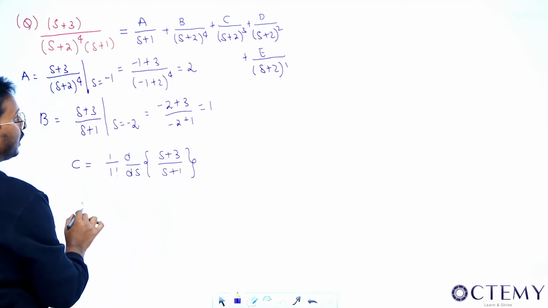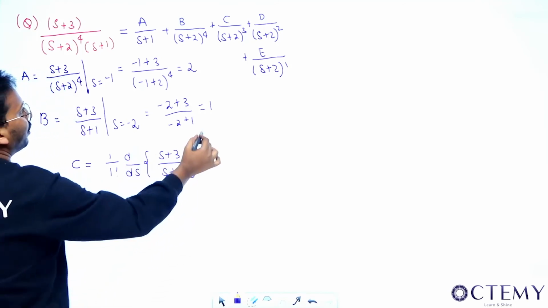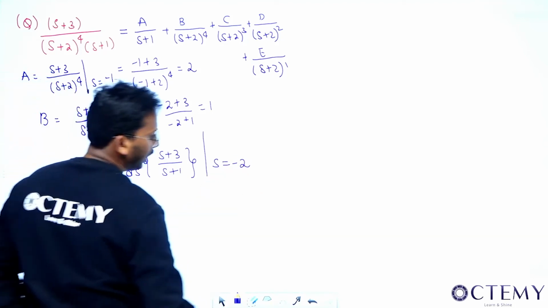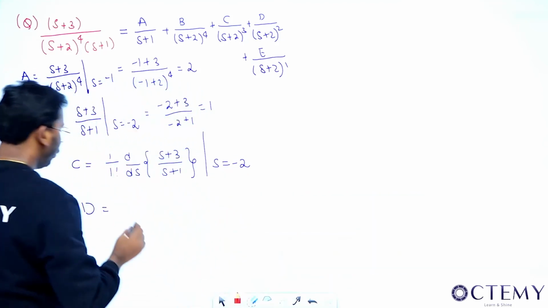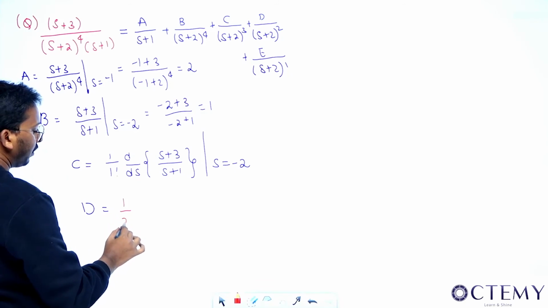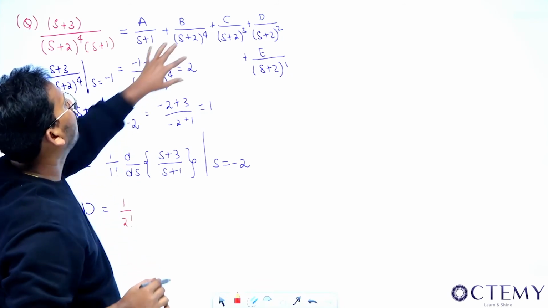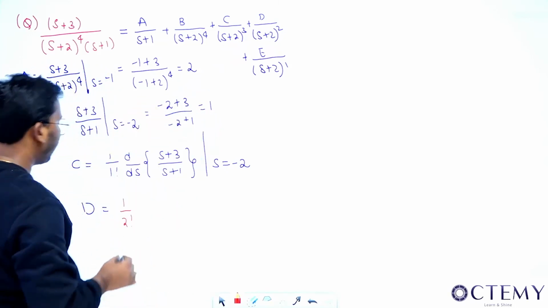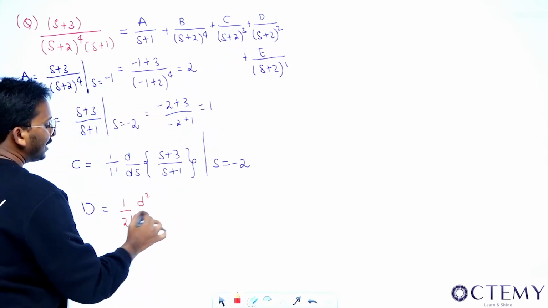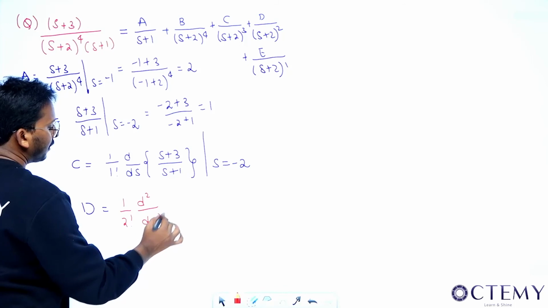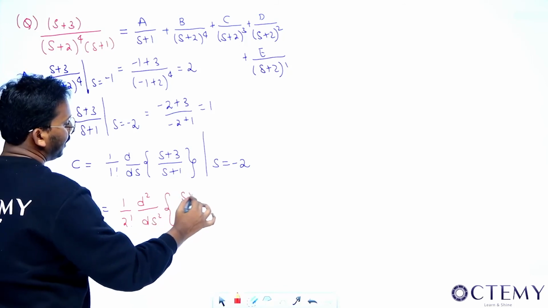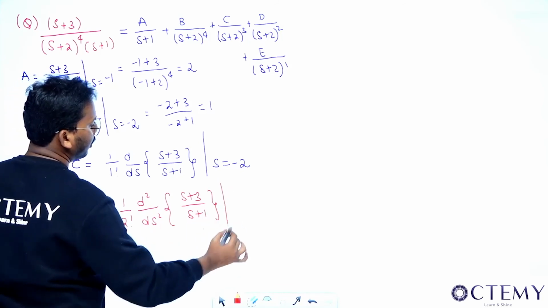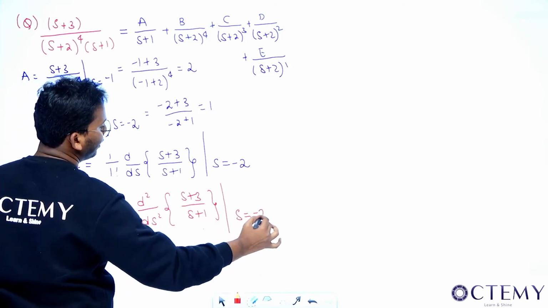Next, if you want D, how do you find it? In this, you put s is equal to minus 2. Next, if you want to do D, that will be 1 by 2 factorial. Why 1 by 2 factorial, sir? Compared to the highest power, how many powers is it less? 2 powers it is less. So 1 by 2 factorial d square by ds square of (s plus 3) divided by (s plus 1), and after that you put s is equal to minus 2.